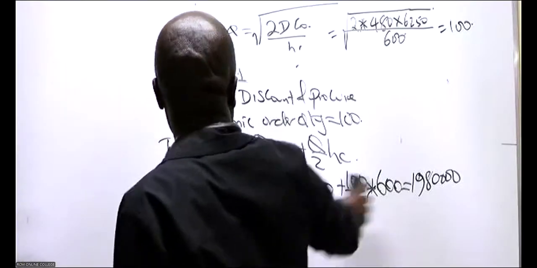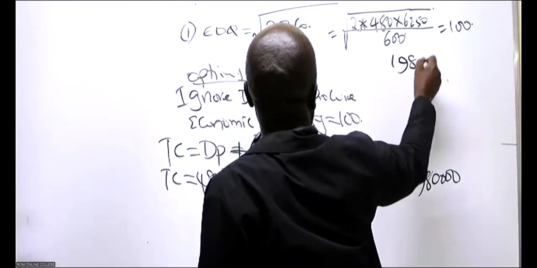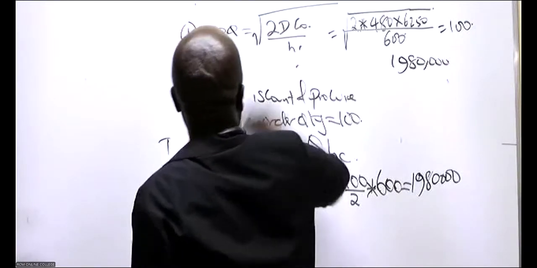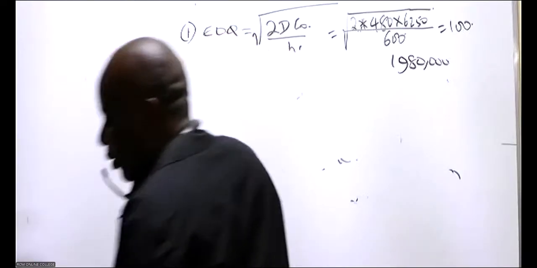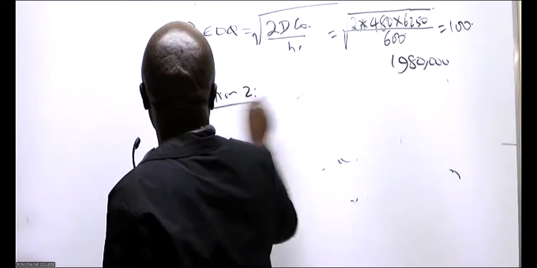So please mark this cost. I will need it. Let me just write it like that. 1980. Yeah. I will need it. Then we go to option 2. So option 2 is the discounts option.